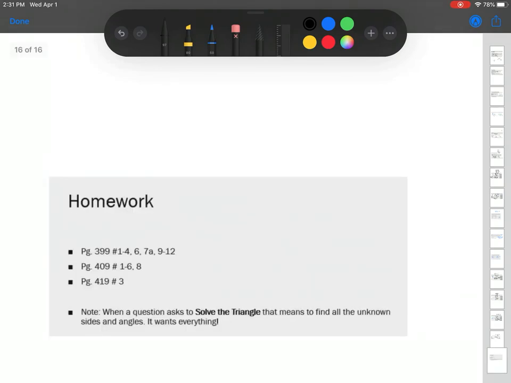Okay? There are quite a few questions here listed, but you should definitely try as many of these questions as possible. If the question says to solve the triangle, that means you need to solve for all of the unknown sides and all of the unknown angles. It wants everything. Okay, so good luck. And if you have any questions, you can email me.